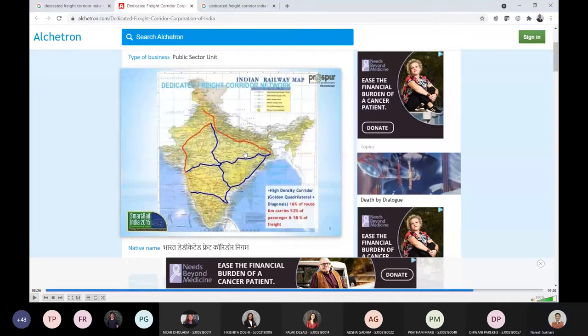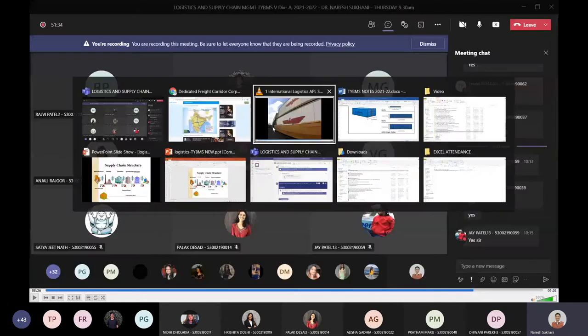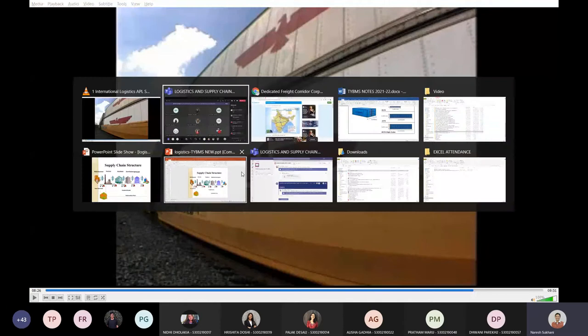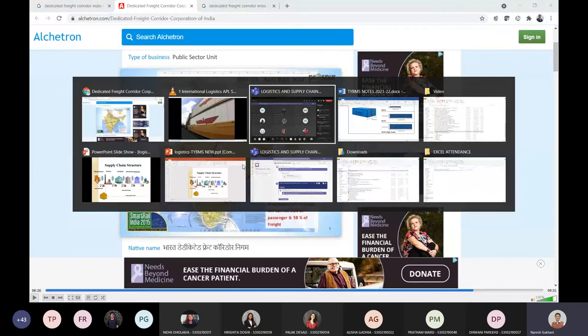So here we are already seeing double stack containers flowing from this port to inland transportation. That is known as inland transportation, meaning it goes inside the land with the help of what? Roadways, railways or river waterways. Are we clear? So I'm exposing you to certain technical terms also.